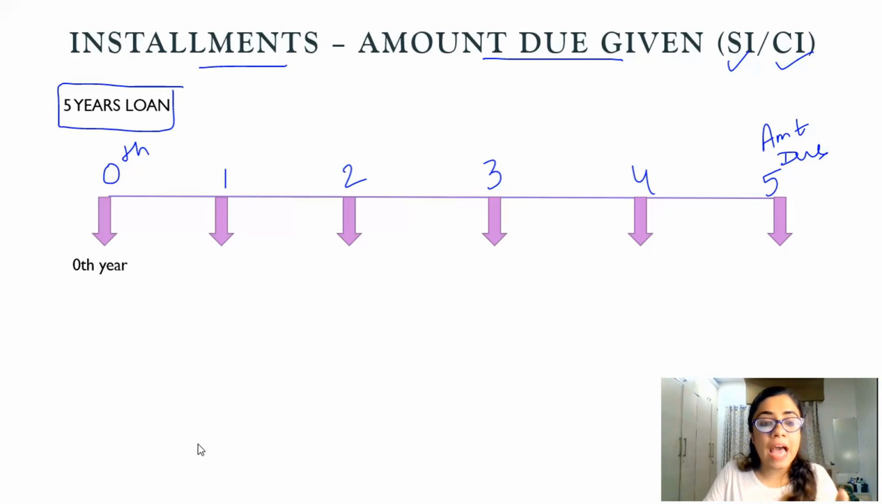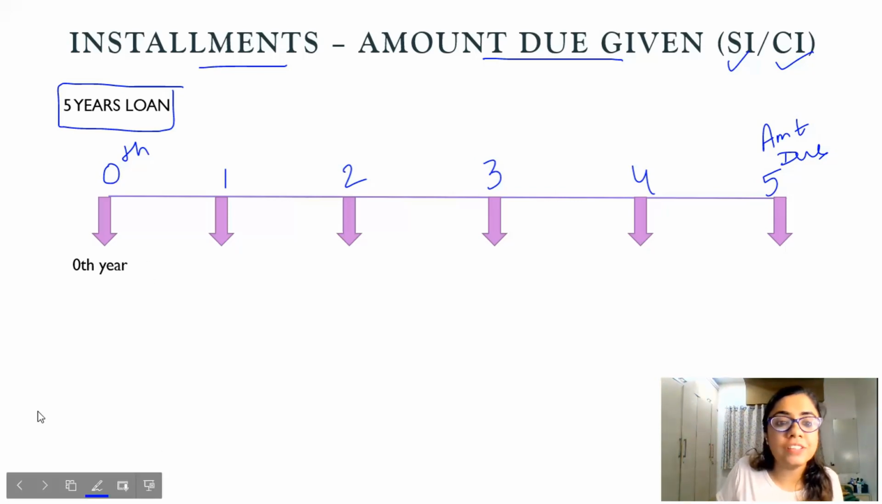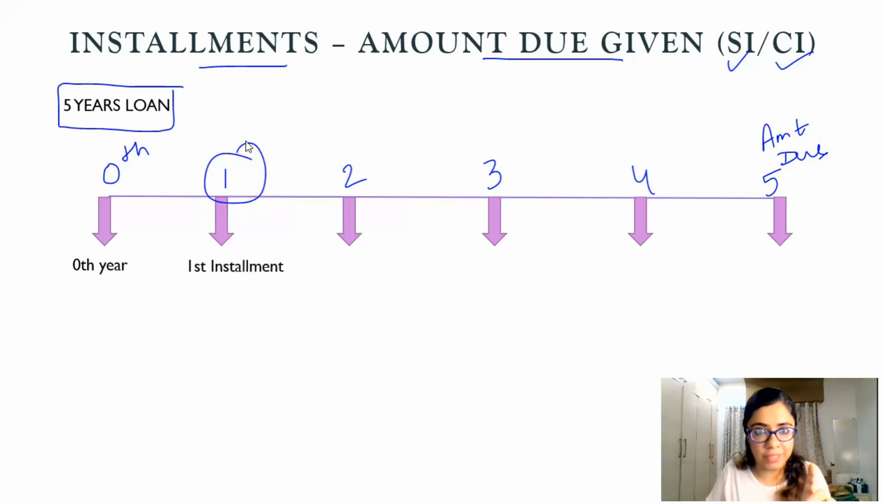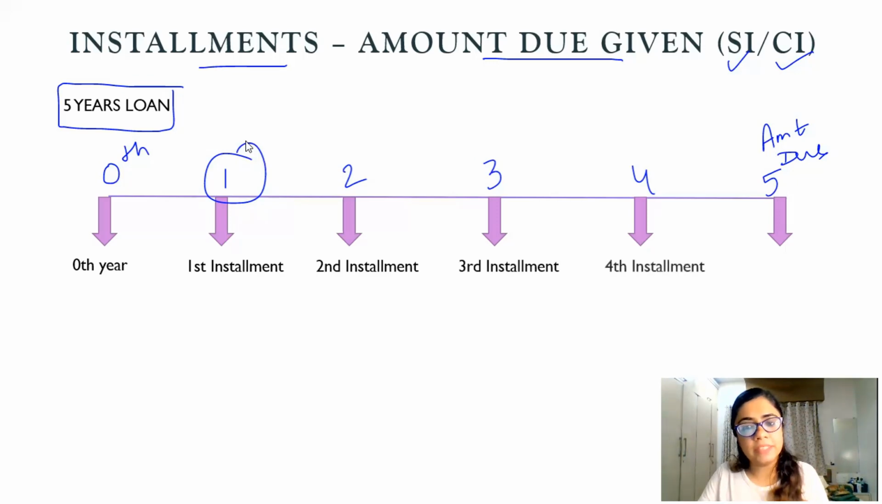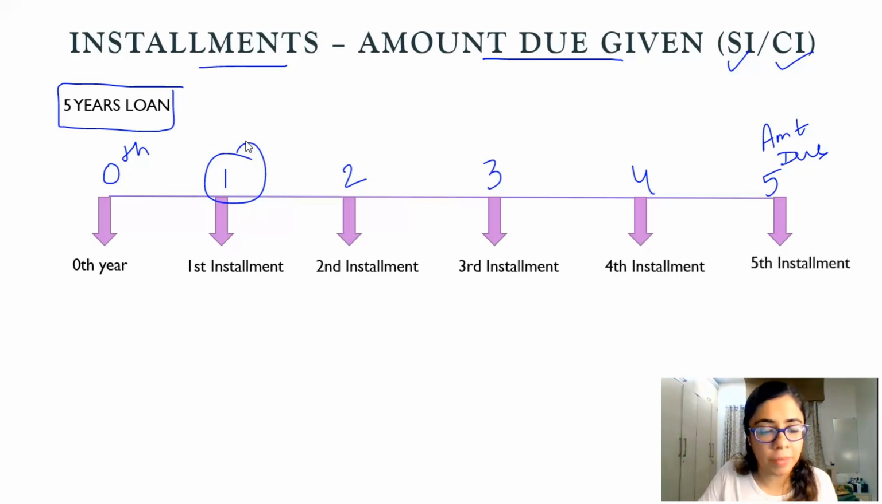Now, what will happen is at the end of first year, देखो अभी क्या होगा? I was supposed to pay the money after 5 years, but I am paying some money at the end of first year only. So I am paying the first installment at the end of first year, right? I am paying the second installment, which is the same money, same installment, at the end of second year. Then third installment, then fourth installment, and then fifth installment.